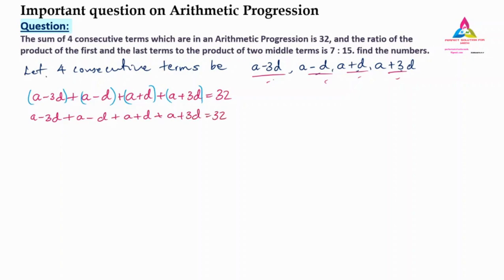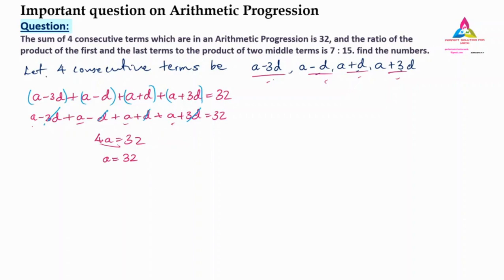So I have taken the bracket out. Now with the calculation, you can see this 3d and this 3d get cancelled because one is negative, one is positive. Minus d plus d get cancelled. What is the remaining? Remaining is nothing but A plus A plus A plus A. That is 4 times A, that is equal to 32.